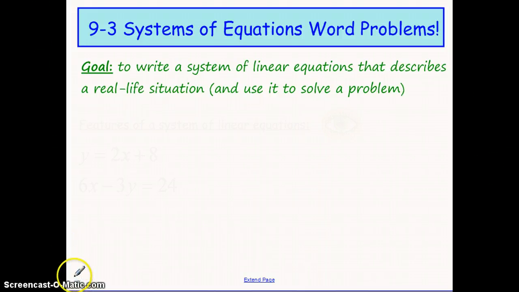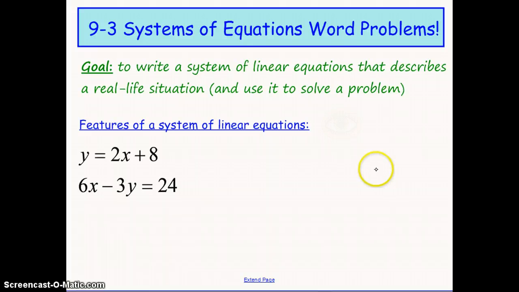Since our goal in this section is going to be to write our own systems of linear equations, I wanted to remind you what they should look like. So here's a system of linear equations, like ones we've been solving: y equals 2x plus 8, and 6x minus 3y equals 24. And there are a couple of things going on here that you're going to want to make sure you have in the systems that you write.